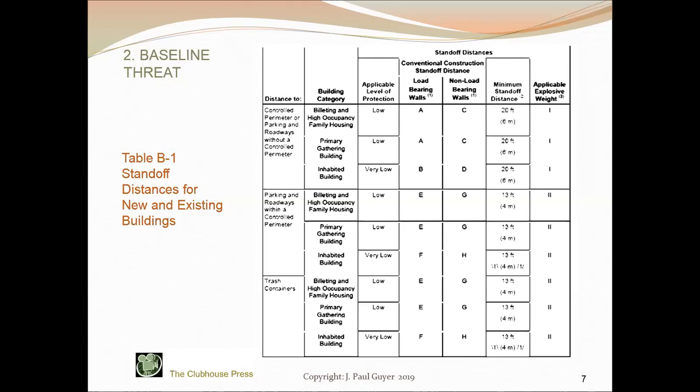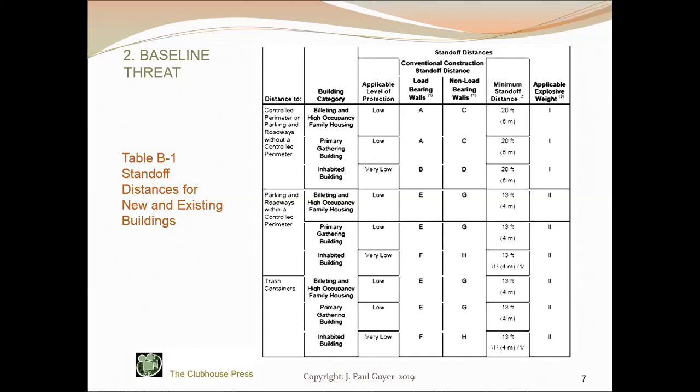And then the building categories that are defined for purposes of the anti-terrorism considerations are housing and high occupancy housing, like apartments, that sort of thing. Primary gathering buildings would be a place like an auditorium or perhaps a church, where you have a lot of people in a small space. And then the third category is an inhabited building.